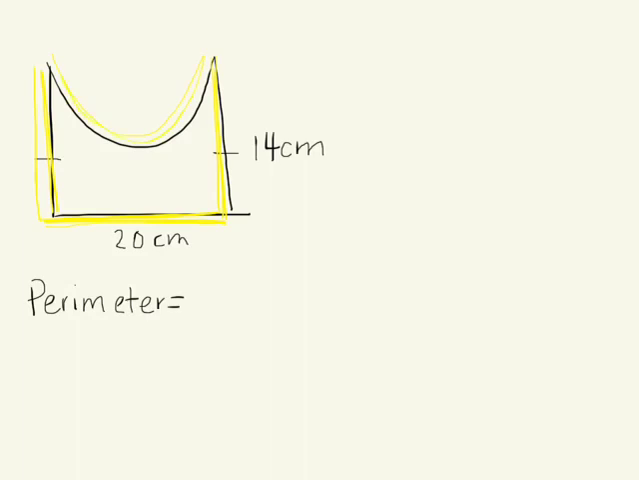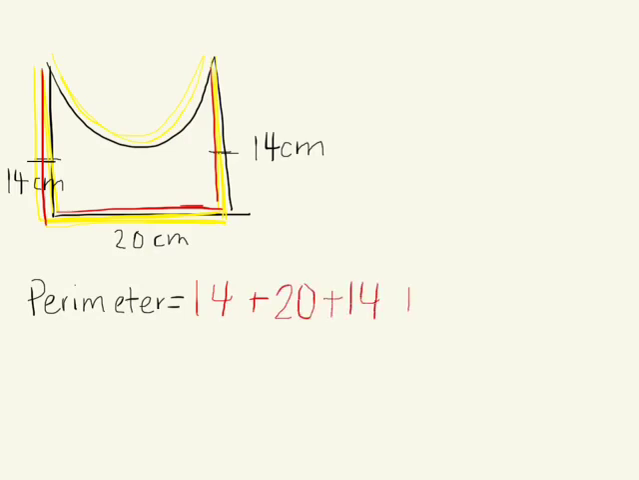So we need to find the total distance around the shape. Well, we know that this side length is 14 centimeters. What is this side length? 14 centimeters, good. So far we can figure out that, let's do this in red, the red portion is going to be 14 plus 20 plus 14. And then we need to add what part of the shape?